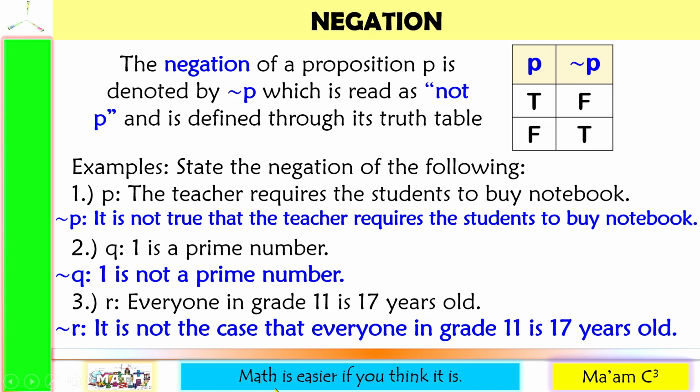Bear in mind that sometimes negation is not necessarily the complete opposite. Take for example this one. The negation of R states that there are grade 11 students that are not 17 years old. If you are going to get the complete opposite of this statement, then it would be everyone in grade 11 is not 17 years old, which is incorrect. Because what we want to say here is that not everyone in grade 11 is 17 years old.